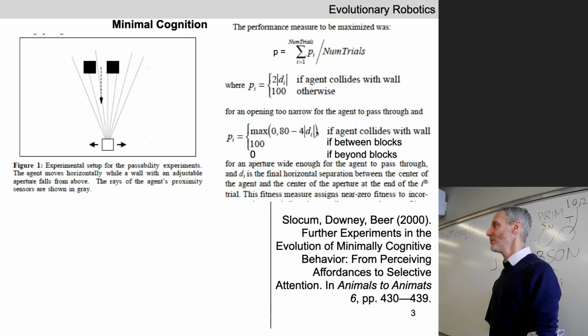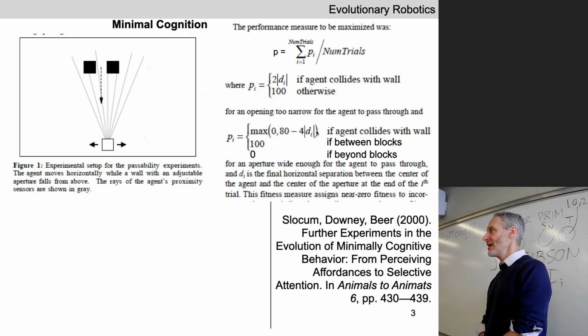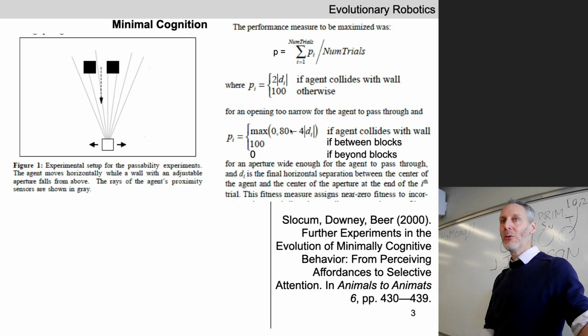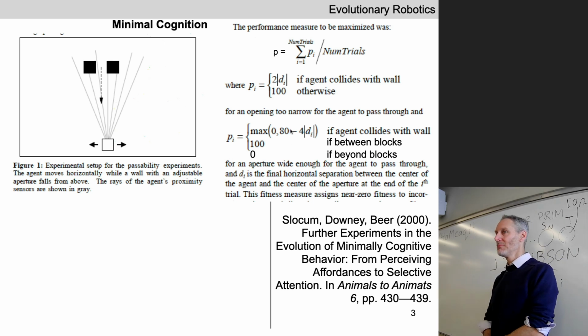What is this term doing? What is this term causing the evolutionary algorithm to do? What kind of behaviors are favored here? What kind of behaviors are frowned upon?